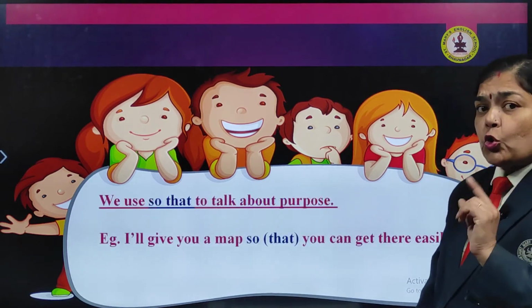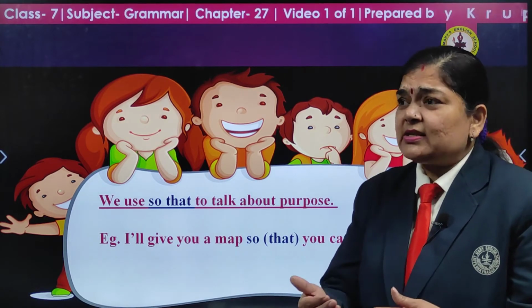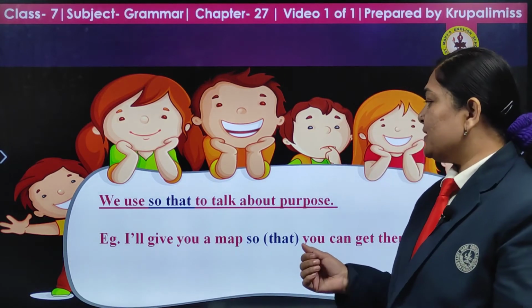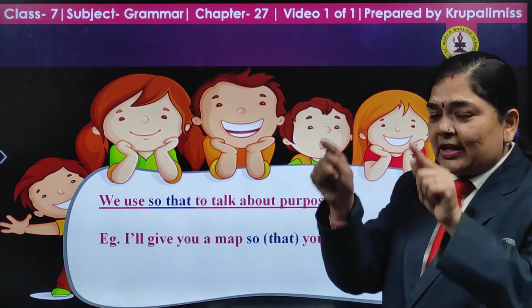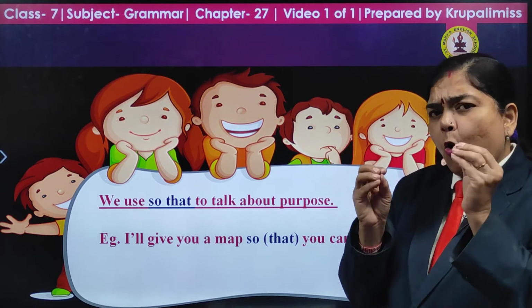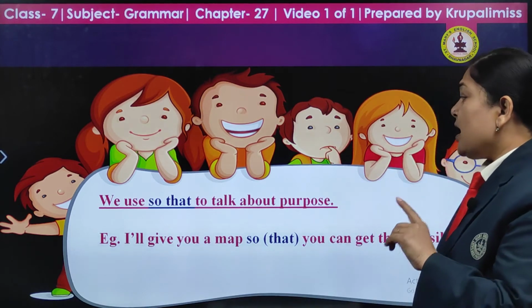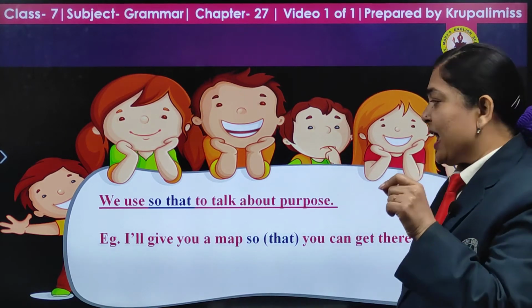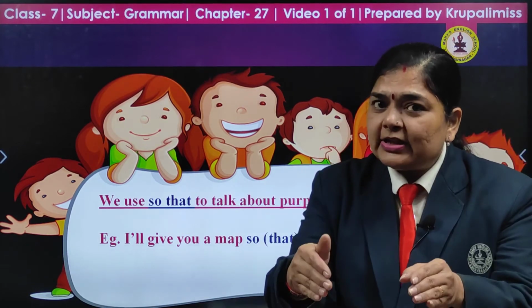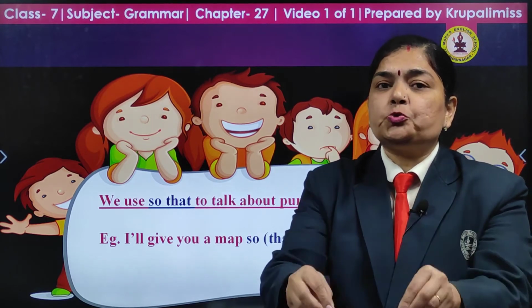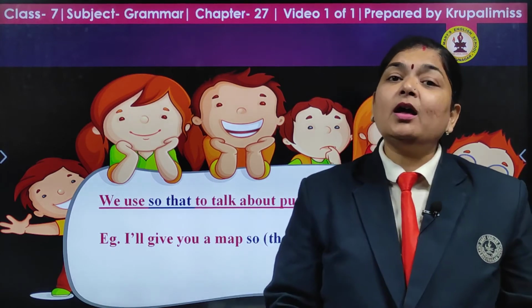Now, we use so that to talk about purpose. Purpose means there is a certain reason. We use so that. For example, I will give you a map. See, you can see that "that" is used in the bracket. Very rarely we are using this "that". I will give you a map so that you can get there easily. The purpose of giving you the map is so that you can reach that particular place very easily. This is the purpose of giving you the map.